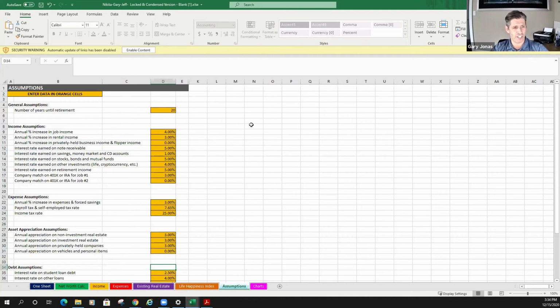Asset appreciation. So annual appreciation on non-investment real estate. So this is your primary residence or a second home. Do we want to assume it's going to go up more than 3%? We know that Nikita is a great realtor and great realtors find good real estate that's going to increase a little bit more. So we're going to make it 4% for you. Like that. We're good.